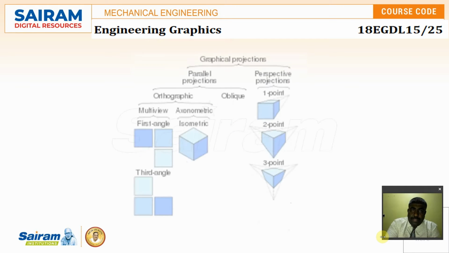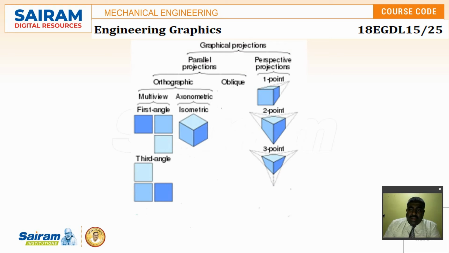So coming on to the overall graphical representation. One is the parallel projection. The parallel projection will have orthographic or oblique. In orthographic, you're going to have multi-view. Multi-view will have first angle and third angle, where you're going to get the front view, top view, as well as a profile view. In a different manner, the isometric will have a three-dimensional view. When you go for perspective, 1-point projection will be there, 2-point or 3-point projection will be there.